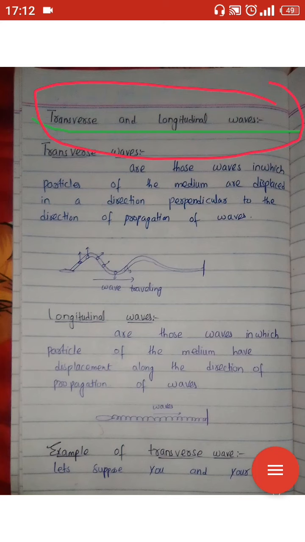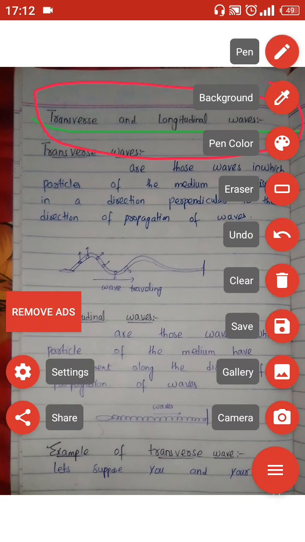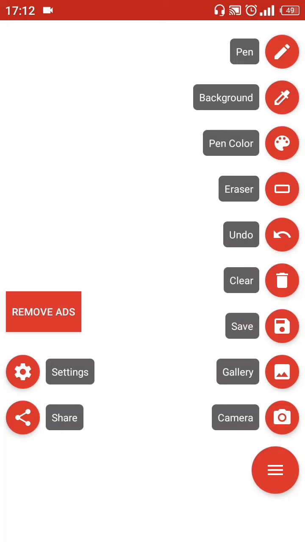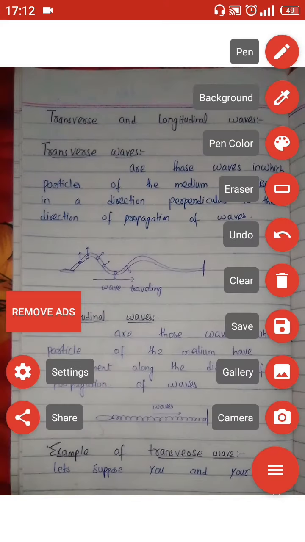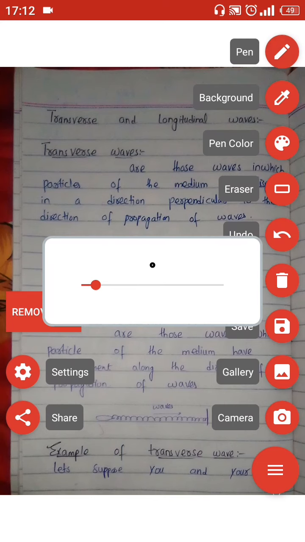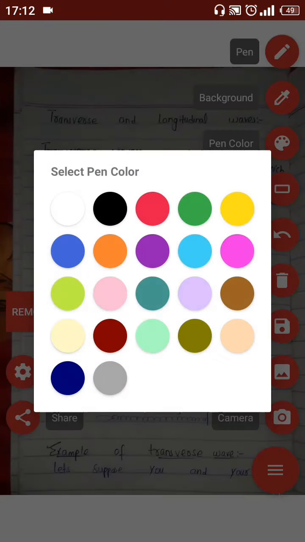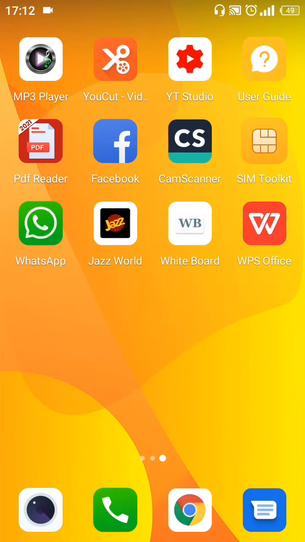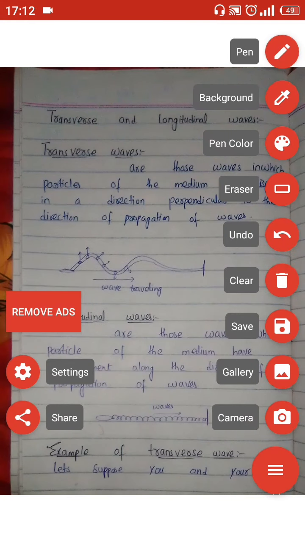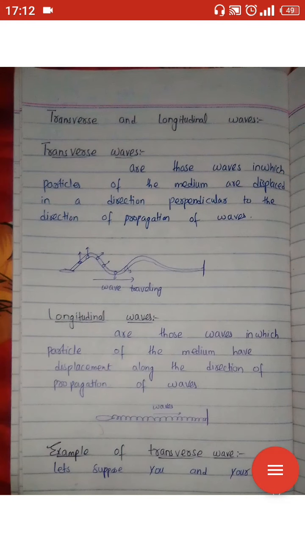So, what are transverse waves? Let's remove these colors. I can't remove them, so I will just clear this picture.